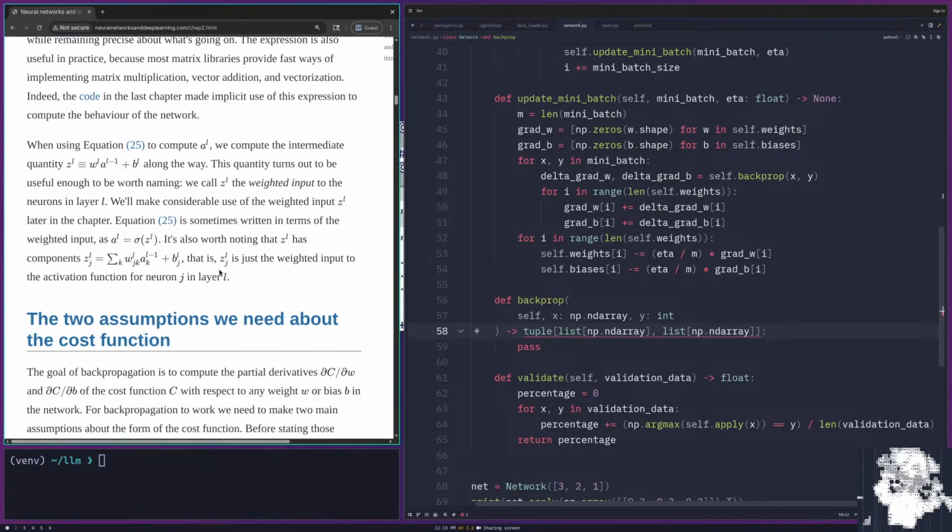in the chapter. Equation 25 is sometimes written in terms of the weighted input as activation of the Lth layer equals sigmoid of the weighted input to the Lth layer. It's also worth noting that ZL has components ZLJ equals sum over k of WLJK times AL minus 1K plus BLJ. That is, ZLJ is just the weighted input to the activation function for neuron J in layer L.